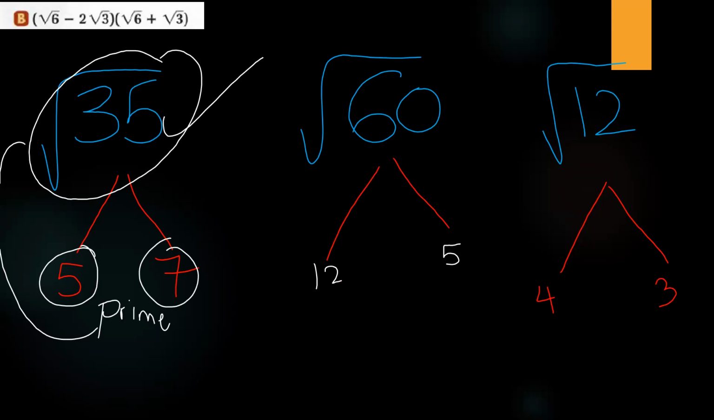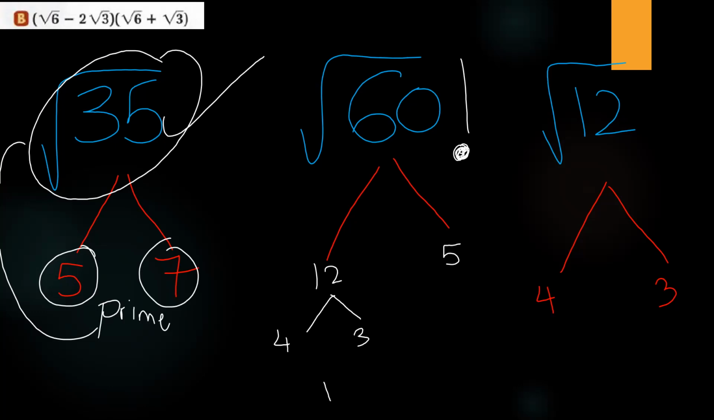Look at 60 now. Look at the factors of 60. We have 12 and 5. Is 12 a prime number? No. So, since 12 is not a prime number, I must do an action here. I must simplify it. I will say 12 is 4 times 3.